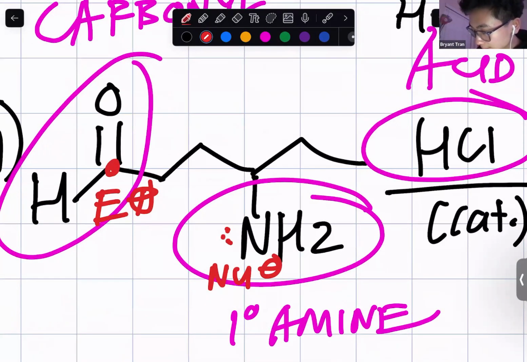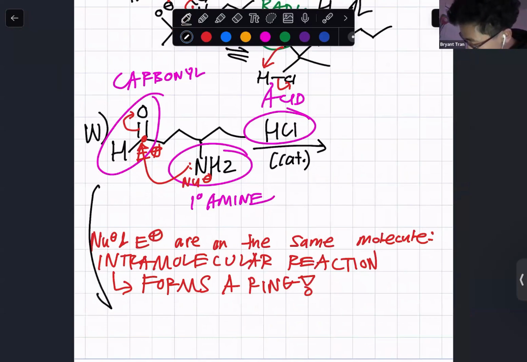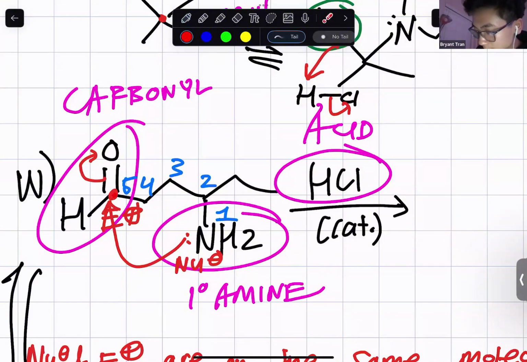This nitrogen here attacks the carbonyl. Pop the double bond onto the oxygen right there. That's going to give me this intermediate right here. Right? But we know we're going to form a ring. And the way that I'm going to number this is like this. I'm going to number my number one atom, the nucleophile atom, that nitrogen right there, and I'm going to go all the way until I hit my electrophile. I hit it at carbon number 5. So I know that I'm going to make a 5-membered ring.